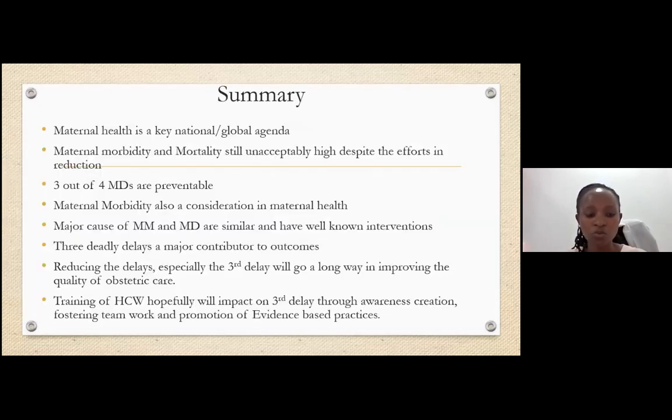So to summarize this very short presentation, we've said that maternal health is a key national and global agenda, and our maternal morbidity and mortality, both globally and nationally, remains unacceptably high despite the efforts that have been put in place for reduction. And 3 out of 4 maternal deaths are preventable. And when you're looking at maternal health, we're also considering maternal morbidity, because it's not just about life and death, it's also about the quality of life.